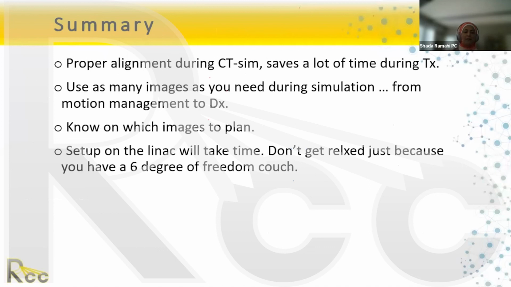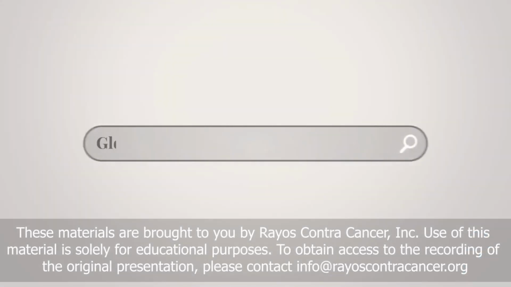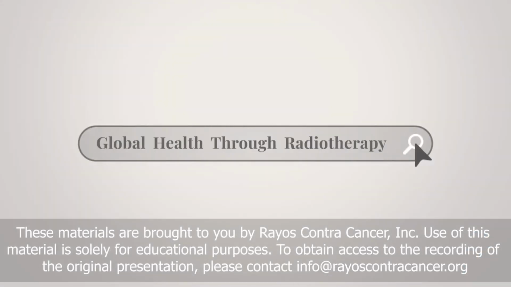Proper alignment: everything starts from CT simulation. Use as many CBCT images as you need to align your patient properly, even if we are talking about intracranial SRS. A 6-degree couch really solves a lot of problems with rotation, roll, and pitch, but it is not a magical solution. You need to put your patient properly first, and then you say, let's fix rotation here and there.